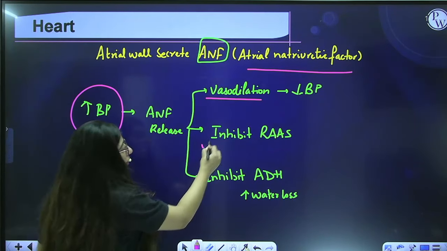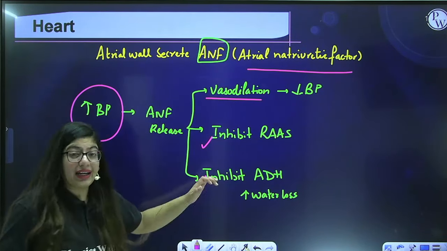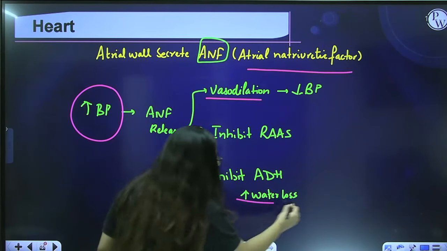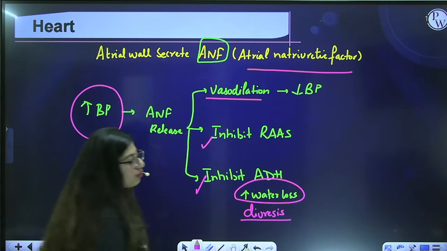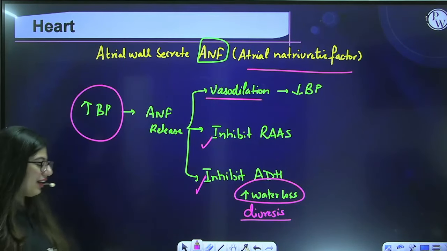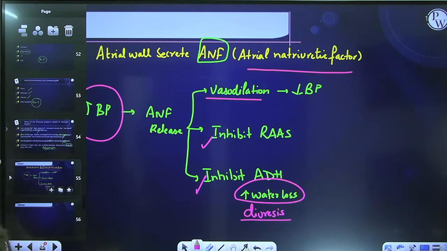Also, it will inhibit the RAS and ADH. If the ADH is inhibited, there will be more water loss. That means there will be more diuresis. Dilute urine will be formed. All right. Okay. Next hormone, let's talk about the hormones of kidney.